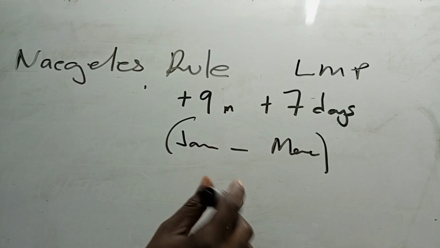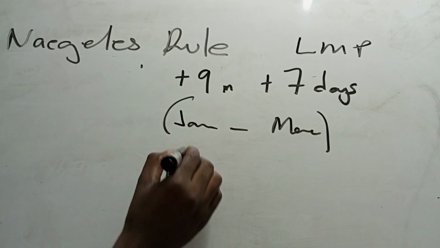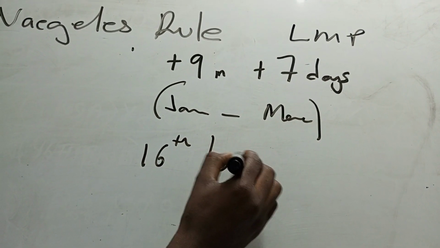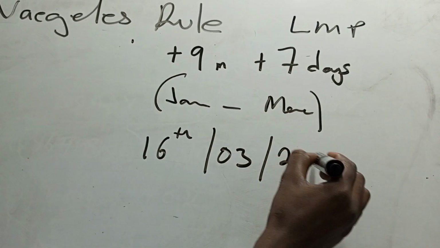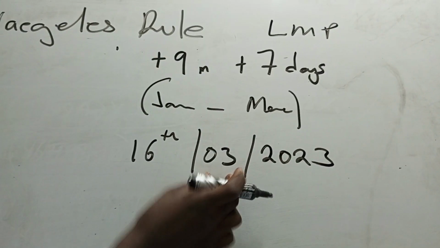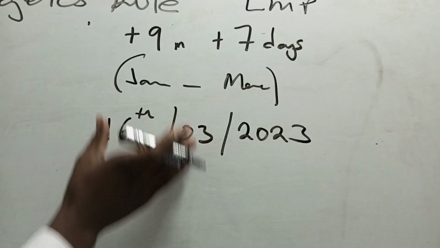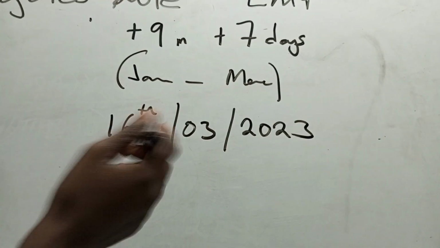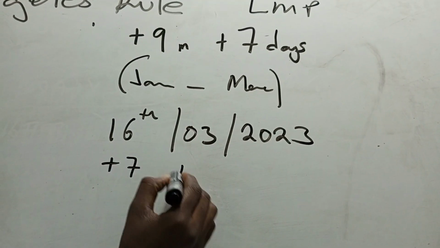So let's look at this woman who has come, and she has given you that the LMP is 16th March, which is 03, and the year is 2023. Now, we've picked March, which is inside what we need. According to this rule, where you're using plus 9 plus 7, you are going to add 7 to days, so you're going to say plus 7, and to months, you are going to add plus 9.